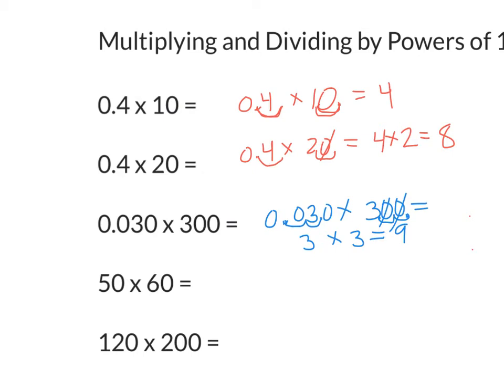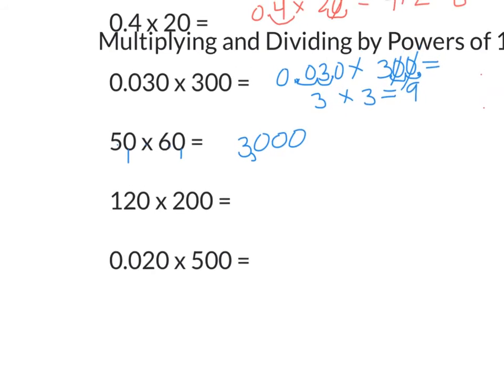Okay, now here we have 50 times 60. We don't need to move any decimals. There's no decimals here. So when you have bigger numbers, what you do is you look at your zeros. Here you have 2 zeros, so we write those zeros down. Then we look at 5 times 6. 5 times 6 is 30. So 50 times 60 is 3,000.